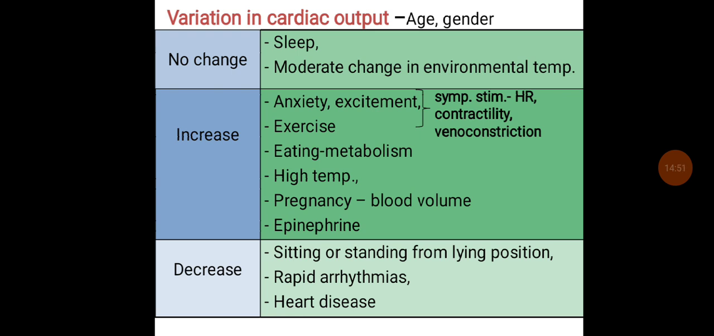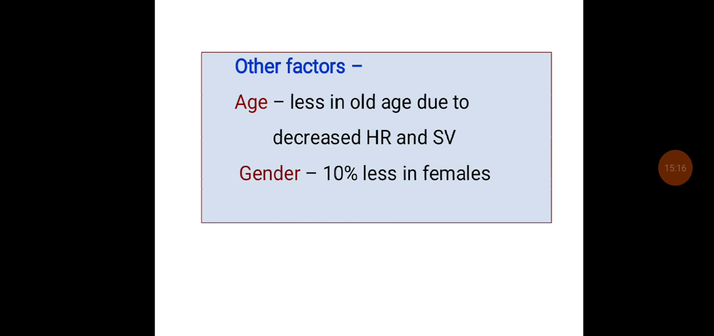Okay, so epinephrine, by increasing the heart rate, to a certain extent, is going to increase the cardiac output. The cardiac output will be reduced when sitting or standing from a lying position, in rapid arrhythmias, and in some heart diseases where myocardial contractility is reduced. The cardiac output will be less in old age due to decreased heart rate and stroke volume. Cardiac output is 10% less in females.